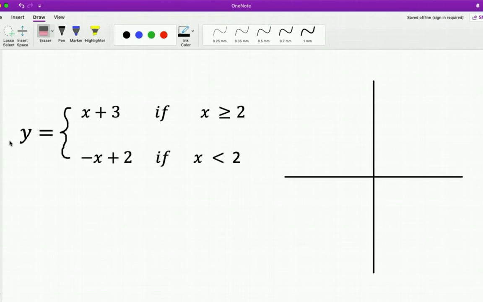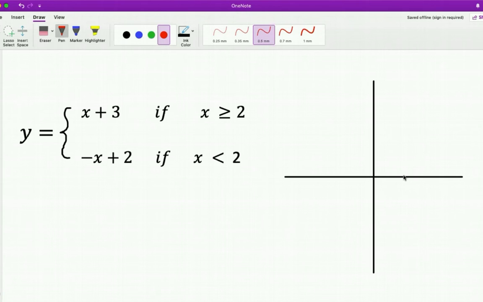So we know that y equals two different functions: y equals x plus 3, given that x is greater or equal to 2, and y equals negative x plus 2, given that x is less than 2. I'm going to first graph the first piece of the function, x plus 3, when x is greater or equal to 2. So where should I start? I should start at x equals 2.